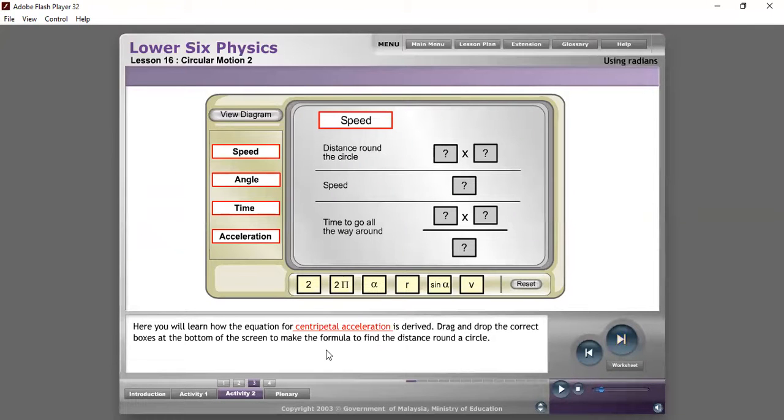Here you will learn how the equation for centripetal acceleration is derived. Drag and drop the correct boxes at the bottom of the screen to make the formula to find the distance round a circle. Just now the distance round the circle, that will be 2, the distance for one round.